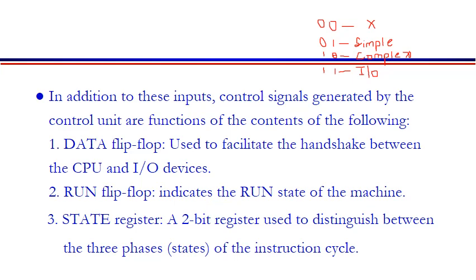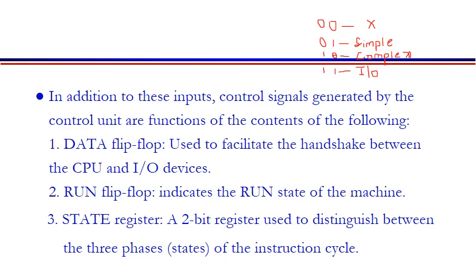The second one is the run block, which is also composed of flip-flops. It indicates the running state of the machine. It will show the current status of the machine: which instruction is being executed, what type of control signals are generated by the control unit, how many control signals are generated, and which instruction is currently in the fetching or execution phase. All the information related to the current state of the control unit and the system is handled in this second block.